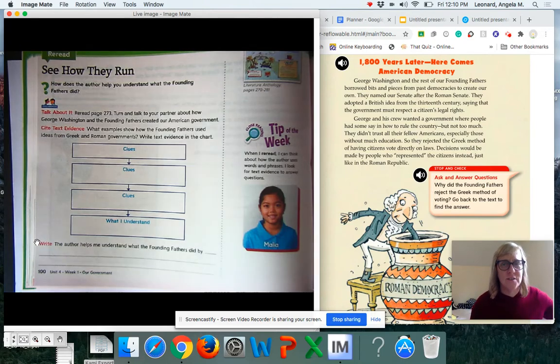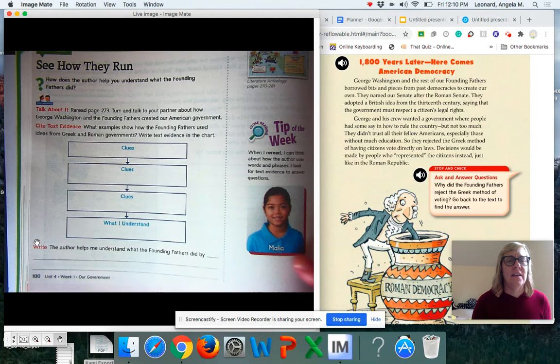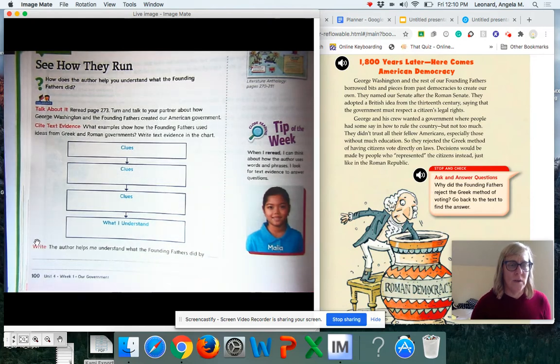All right, so today's assignment is to look at pages 100 and 101 in your Close Companion reading book. The directions are: how does the author help you understand what the founding fathers did?